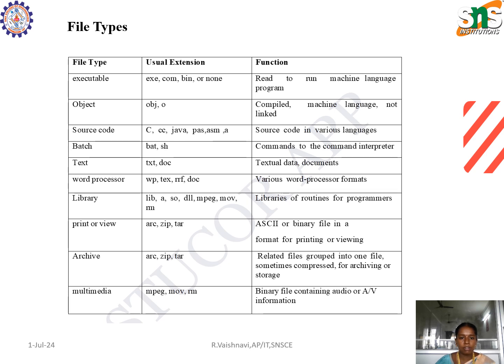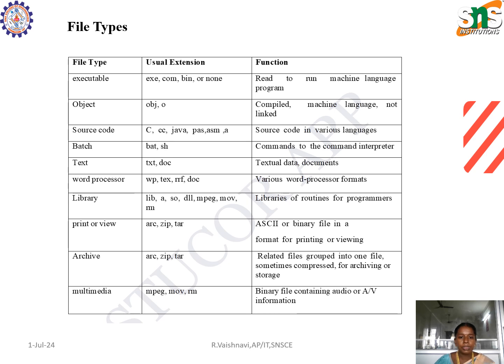Likewise, second one is object. The file extension of object is obj or o, and the function is compiled machine language, not linked. Third one is source code, that is C, Java programs come under the source code. The function of the source code is source code in various languages. Next one is batch, represented as sh, and the function is commands to the command interpreter. Here shell programming comes under the batch file type.